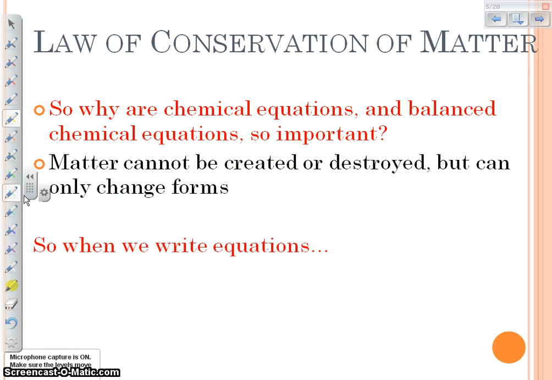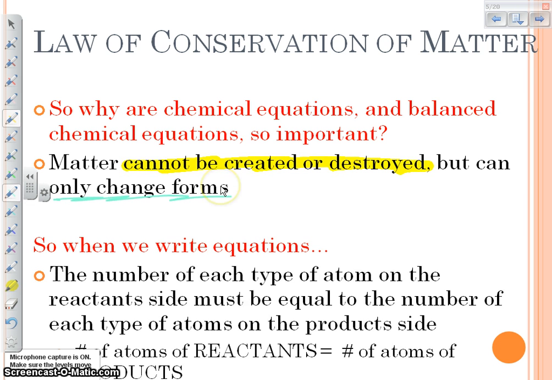So we cannot lose atoms, and we cannot gain atoms. We have to make sure that the amount of atoms that we start with is equal to the amount of atoms that we end with. The number of each type of atom on the reactant side must be equal to the same type of atom on the product side.